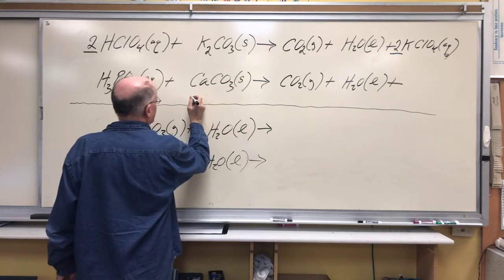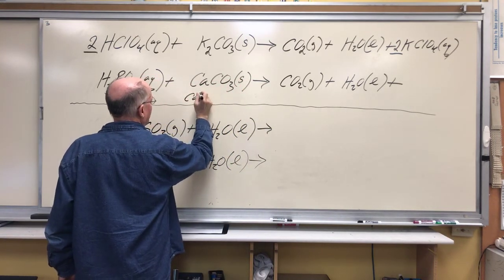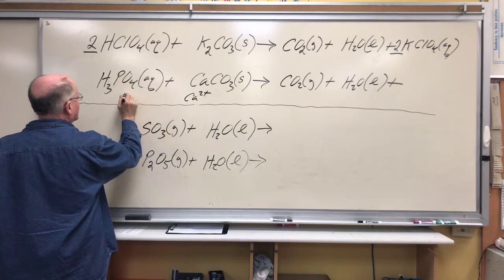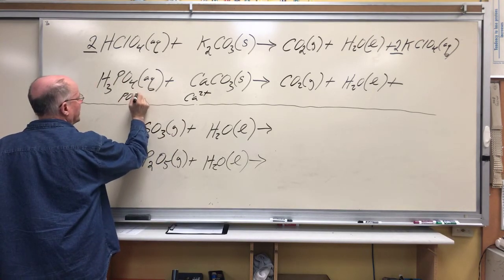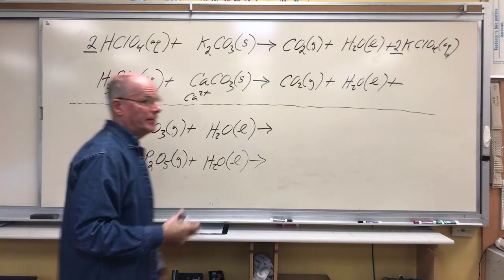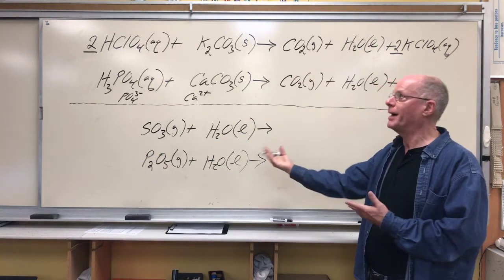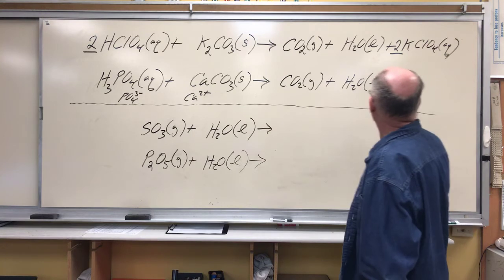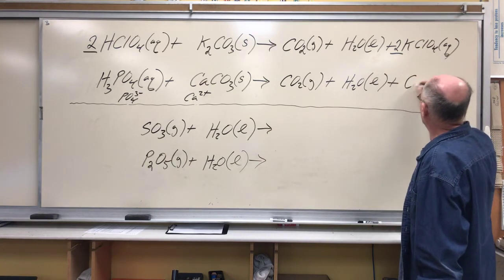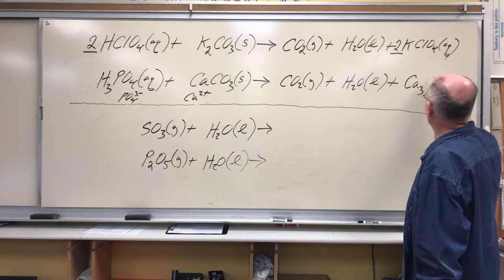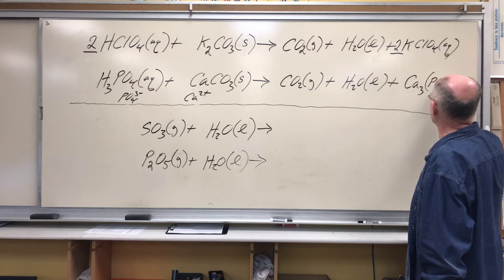So if you messed up on this, you might want to do what I'm doing here for your notes, write down what you're dealing with. You can see that they're not going to just combine 1 to 1. It's a +2 and a -3. So calcium phosphate, you need 3 calciums and 2 phosphates.